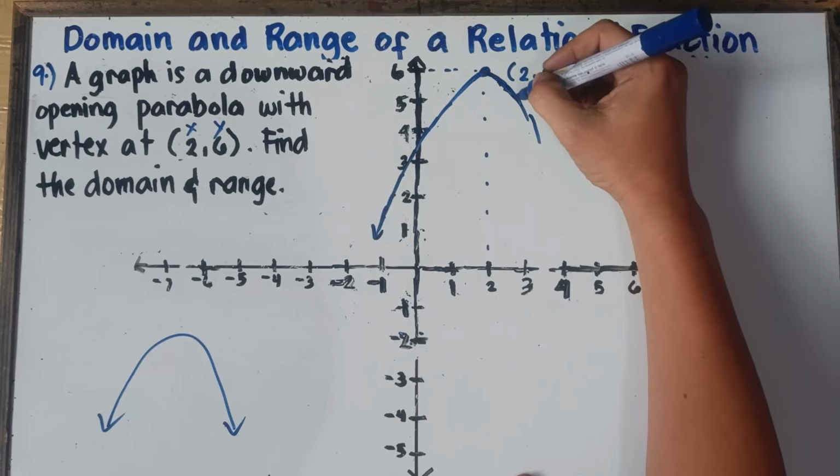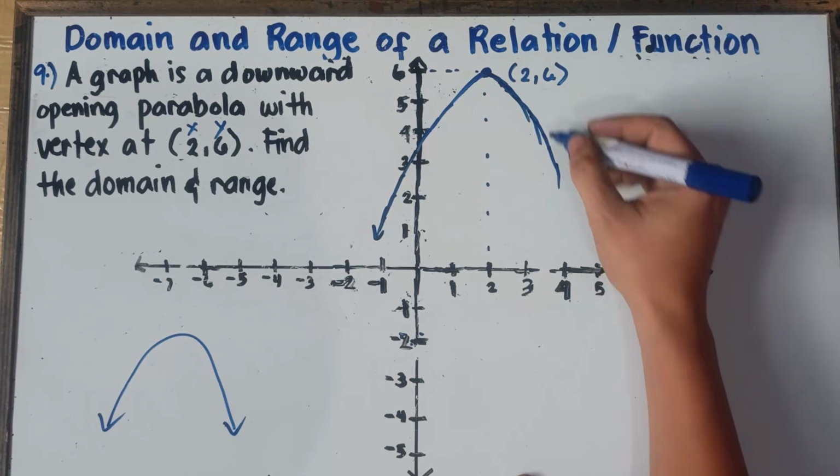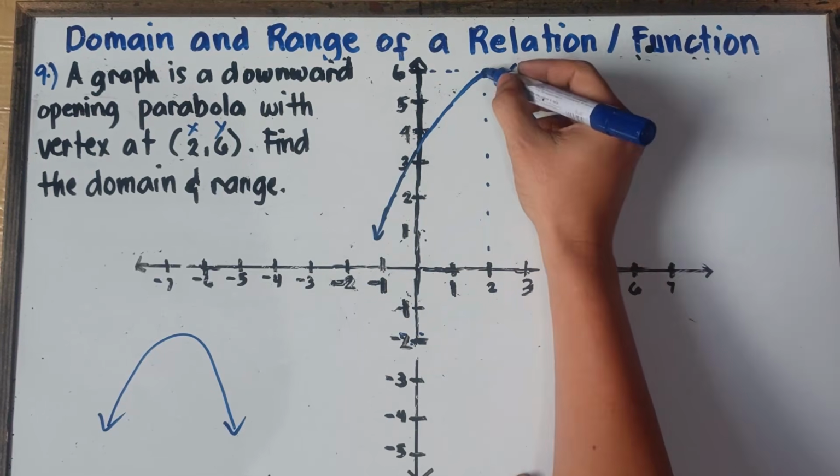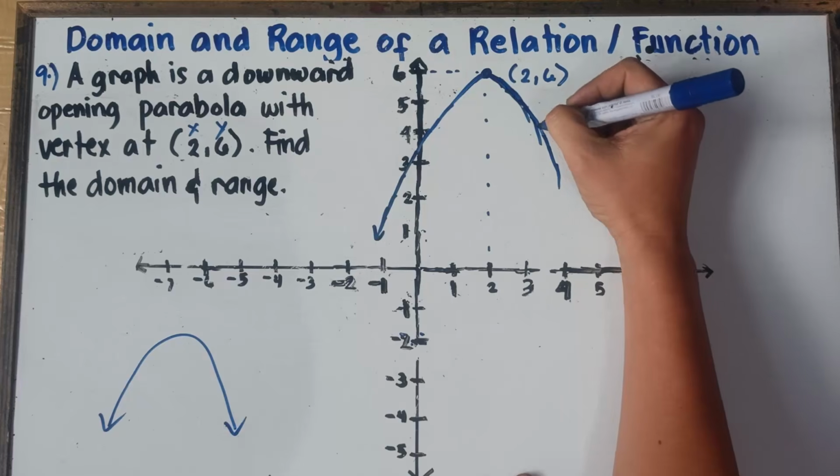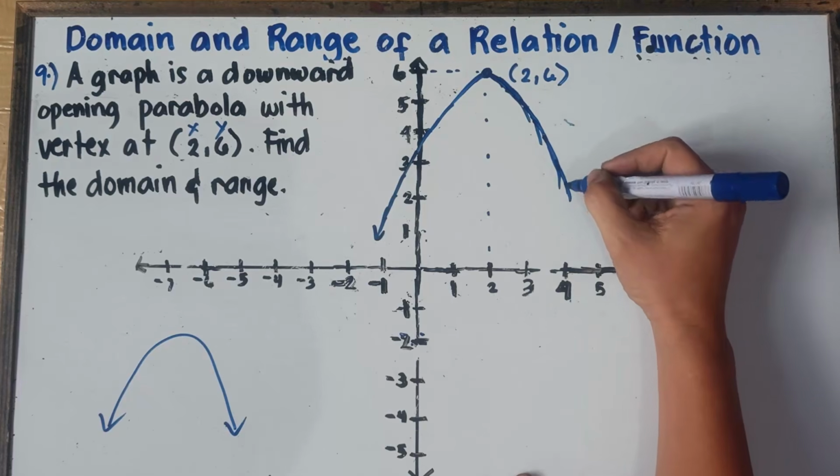Once again, because the vertex is the turning point with regards to our parabola, this will be the vertex. Automatically, class, it will be a closed circle. With regards to the vertex, that would be a closed circle.